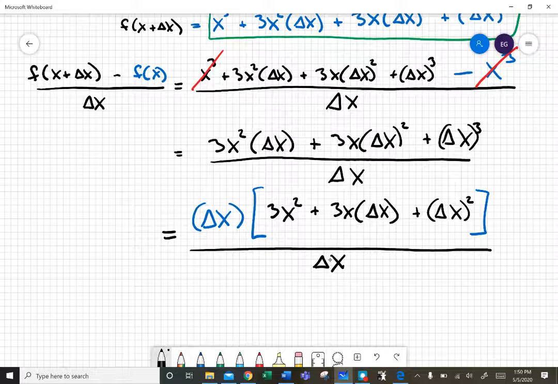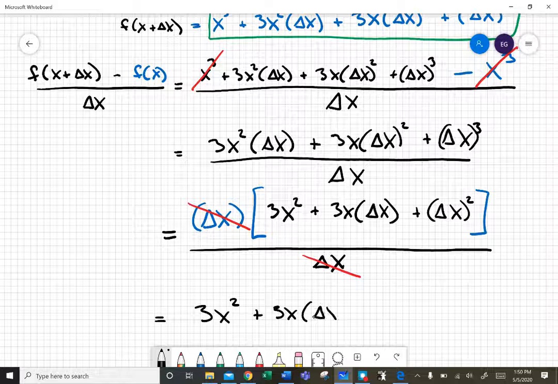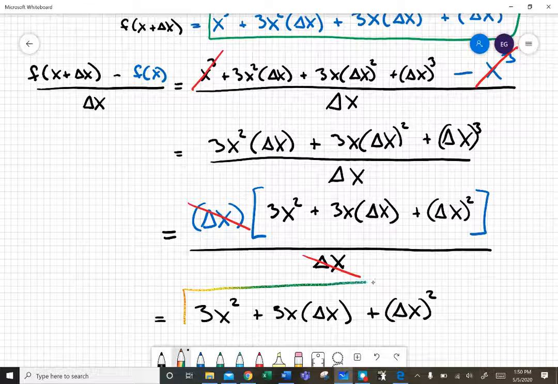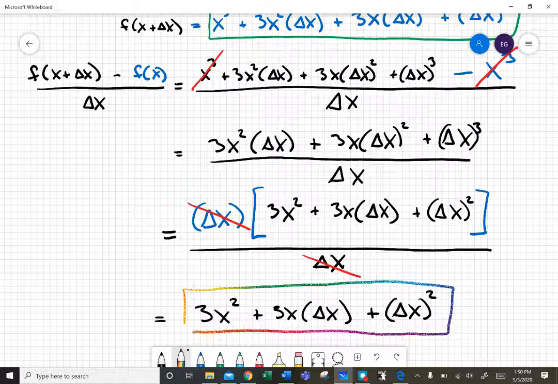Okay, so we factored out a delta x in the numerator. And now we can cancel that delta x on top with that delta x on the bottom. So what we're left with is 3x squared plus 3x times delta x plus delta x squared. And at this point, this is as far as we can go. So this is our simplified expression. All right, so that does it for evaluating the difference quotient for x cubed.